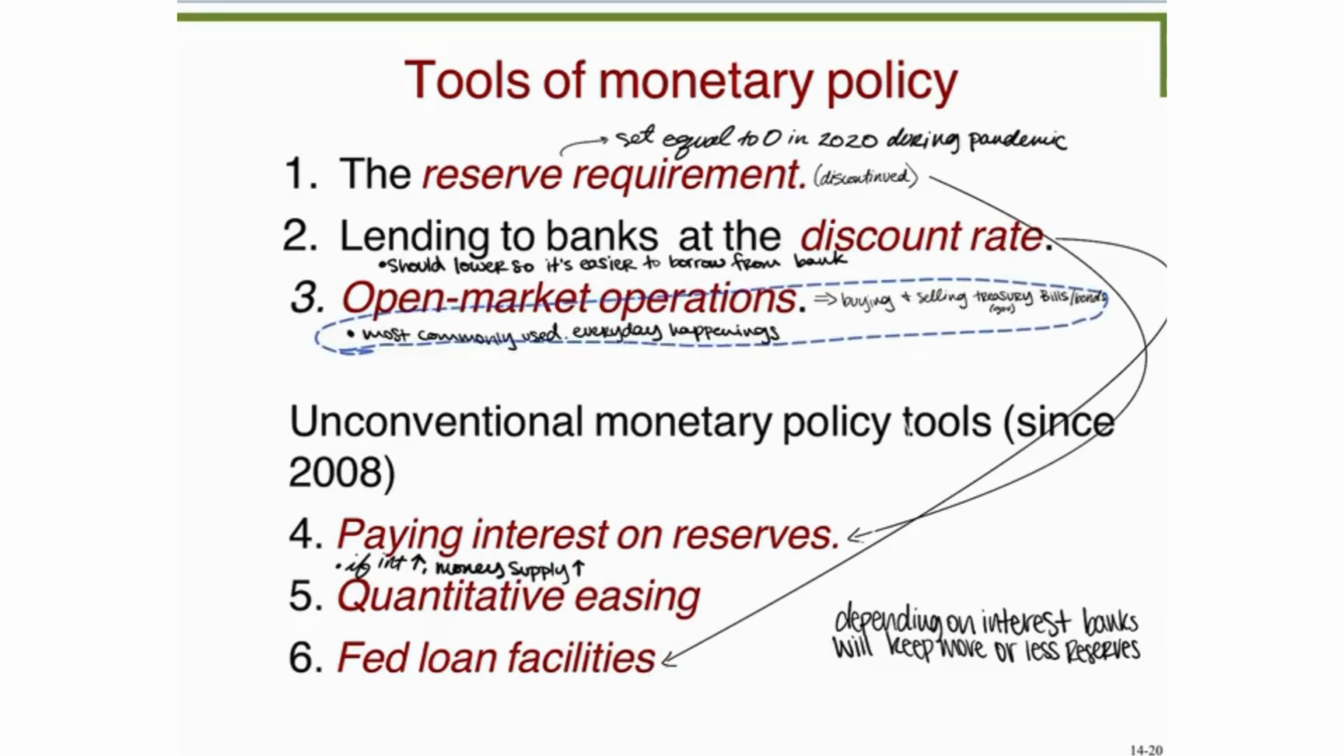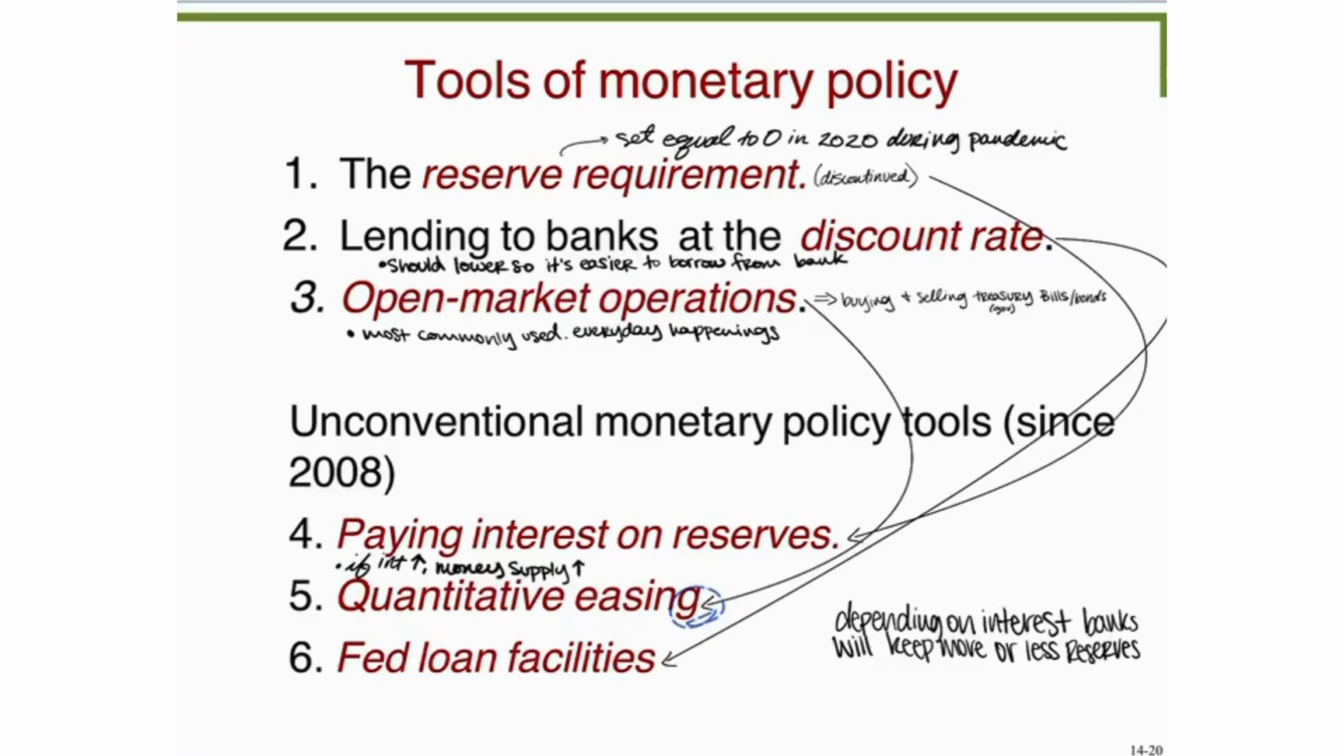Next is the open market operations, which is buying and selling treasury or government bills and bonds. And this is the most commonly used monetary policy tool, and it happens every day. And this aligns with quantitative easing.